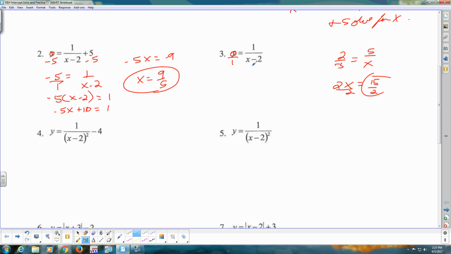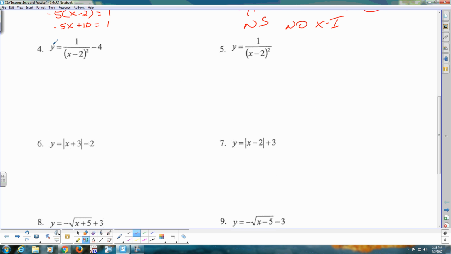Okay, so this one, let y be 0. Put it over 1 to help you see it. 0 times (x minus 2) is equal to 1. 0 times anything is 0. The right side is 1. How often is 0 equal to 1? Never. So there is no solution to this. There is no x-intercept. It doesn't exist. Okay?